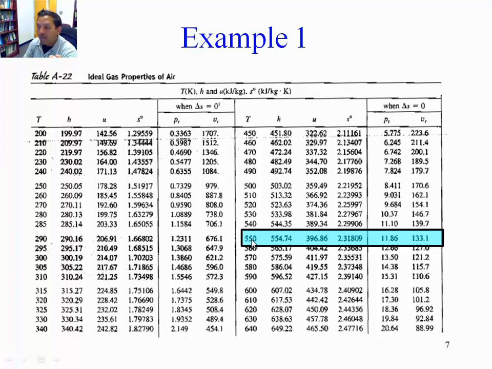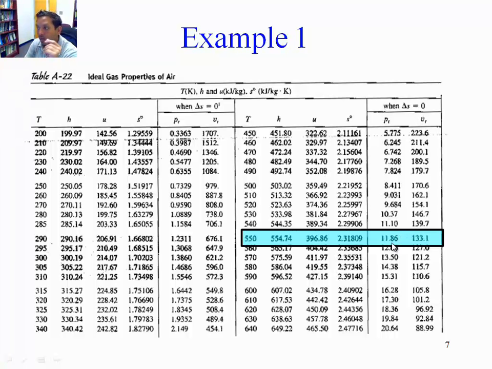At the inlet we have 550 Kelvin, and that will yield an enthalpy of 554.74, energy 396.86 should we need it for anything, S0, which is that component of the entropy if we need to calculate the change in entropy between inlet and outlet, is 2.31809, and then PR and VR, which only are useful should the process be isentropic.